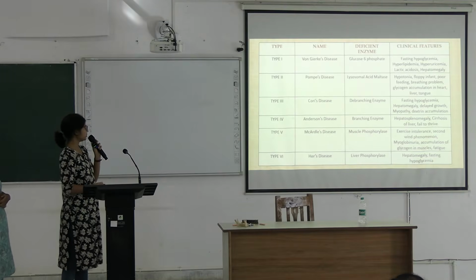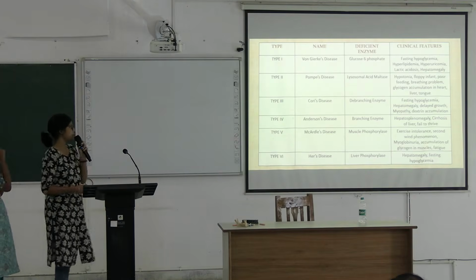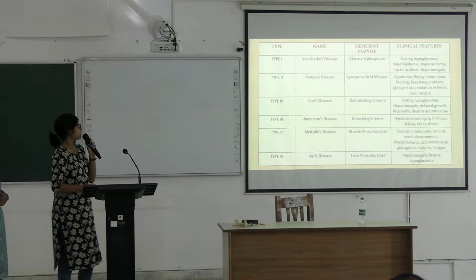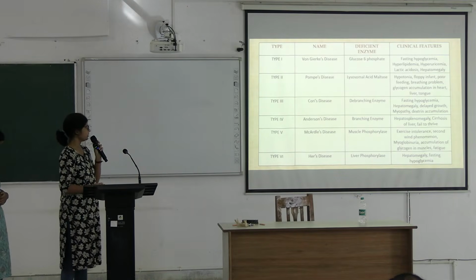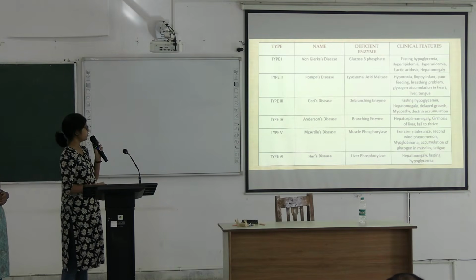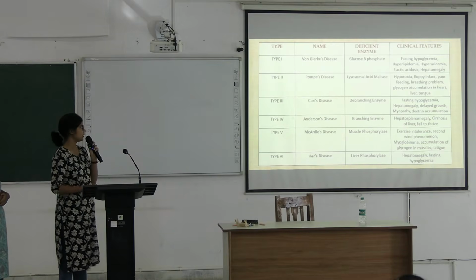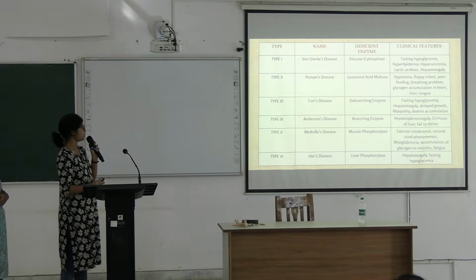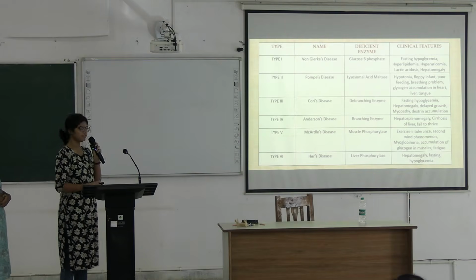Type 3, known as Cori's disease, mainly occurs due to deficiency of the debranching enzyme. The clinical features are fasting hypoglycemia, hepatomegaly, delayed growth, myopathy, and dextrin accumulation. Type 4, Andersen's disease, occurs due to deficiency of the branching enzyme. Clinical features seen are splenohepatomegaly, cirrhosis of liver, and failure to thrive.